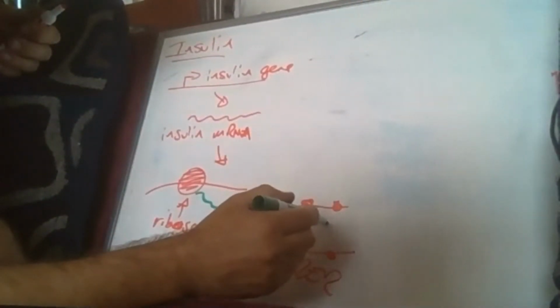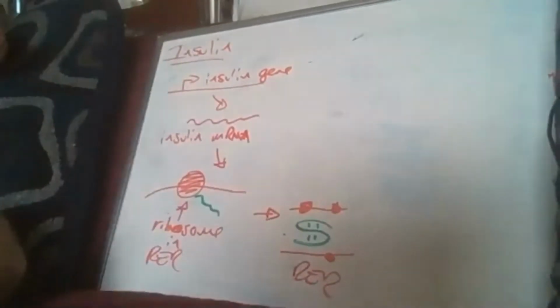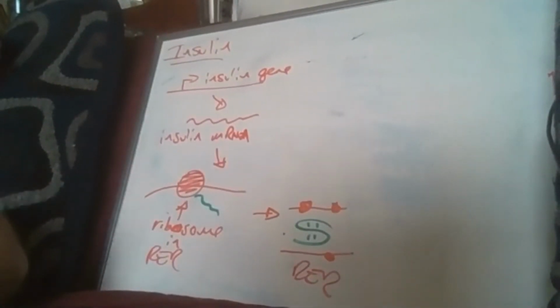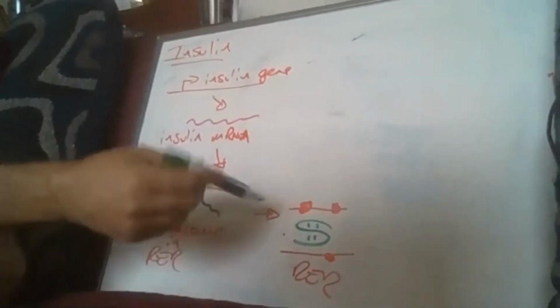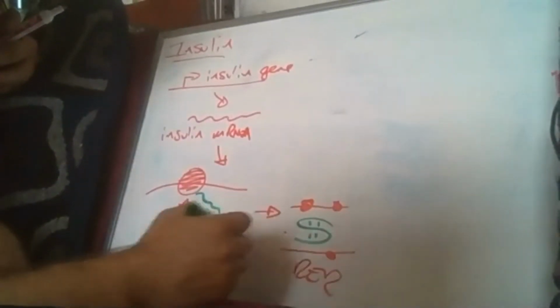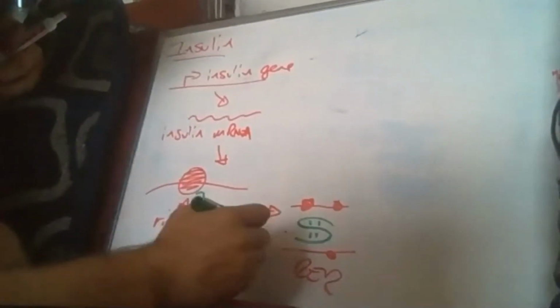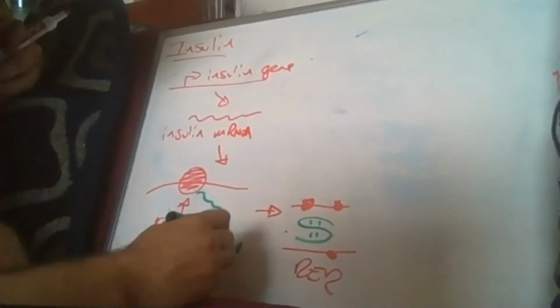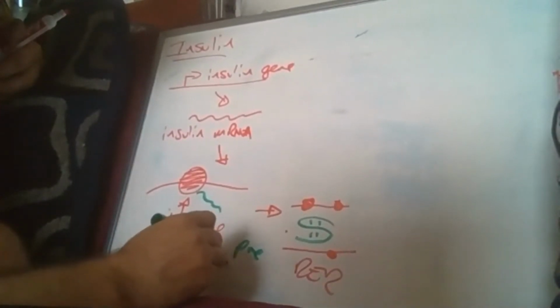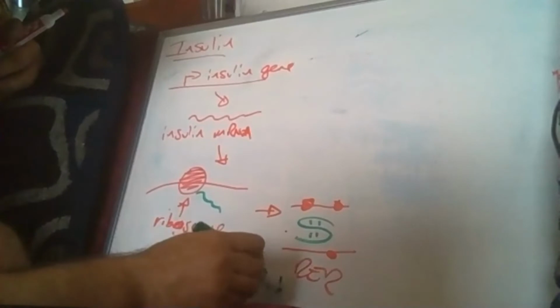So insulin looks something like that, let's say. It doesn't look exactly like that, but that's a pretty decent pass at it. So in this form, this is, I hate working on tiny boards. This is proinsulin.